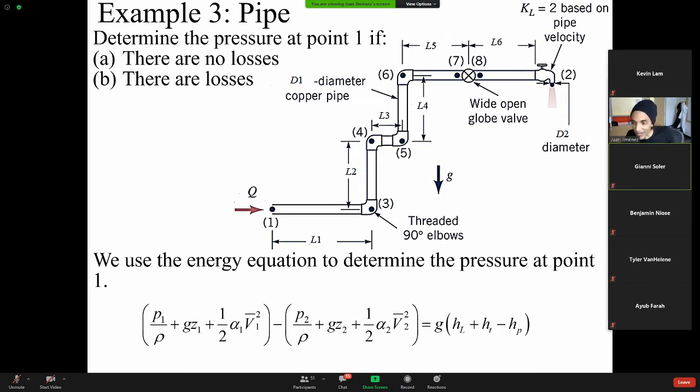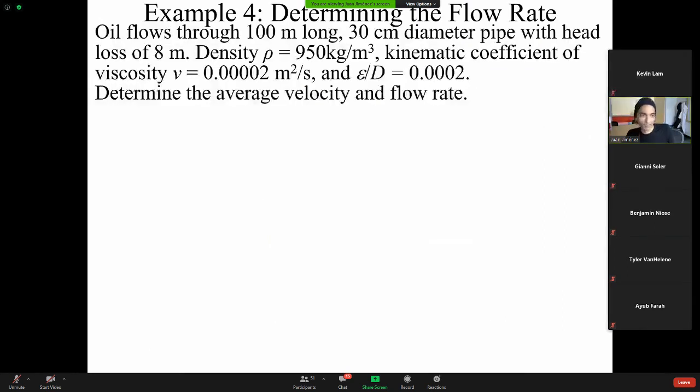No problem. All right. So then let's finish off with an example where we actually can do this. Let's say oil flows through a 100-meter long pipe, 30 centimeters in diameter, and it has a head loss of 8 meters. Okay, so they gave you HL. And then the density is the following. The viscosity you have, so make sure you understand that difference between kinematic and dynamic. They're different quantities, okay? So you don't make a mistake when you're calculating your Reynolds number.